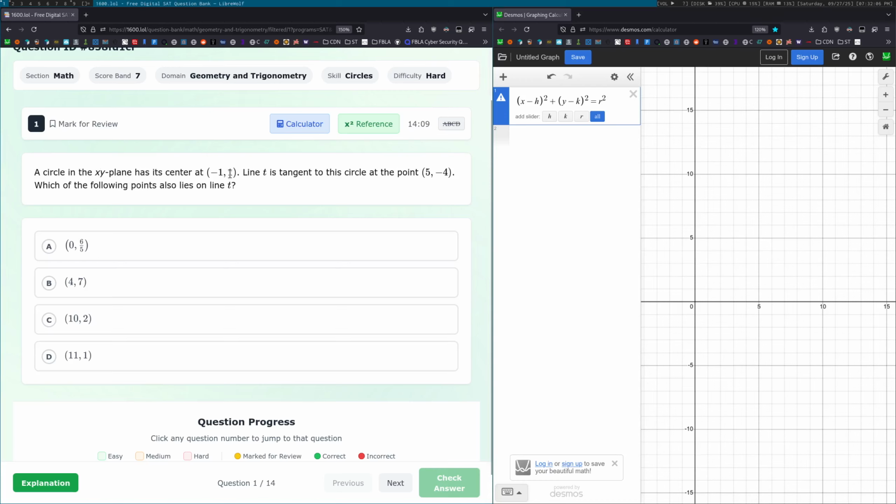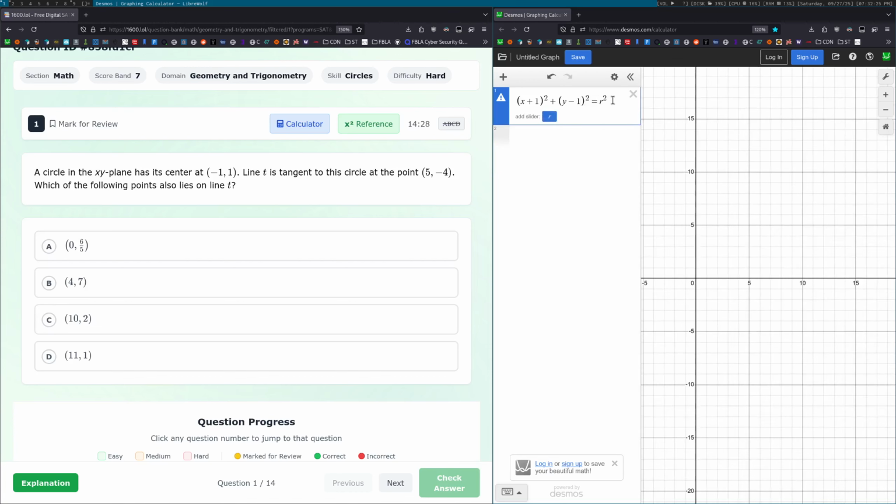So the center is negative 1, 1. And if (h, k) is the center, then h is negative 1 and k is 1. Obviously, right? Everyone's following? So let's set that here. Okay, and everyone's fine with how I got to this point, right? Okay, good. So let's put in that other point they gave us, 5 comma negative 4.